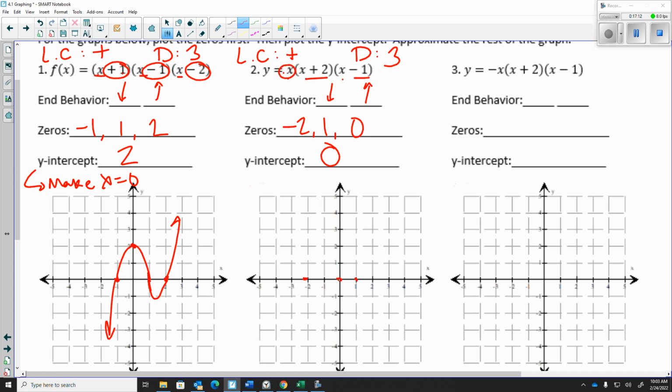All right, you tell me, what's up with the end behavior? What do I need to do? Down and up. So here, I'm down. Here, I'm up. So now I just have to connect the dots. I'm going up, I have to come down and hit that. I cross it, and I come back up to that. And again, I don't really care how high you go or how low you go. It doesn't really matter. I just want a general idea.